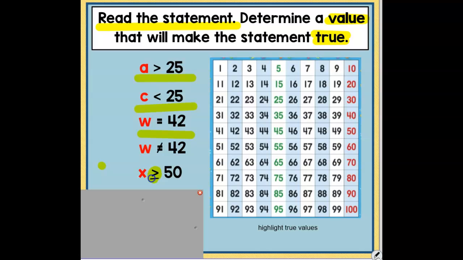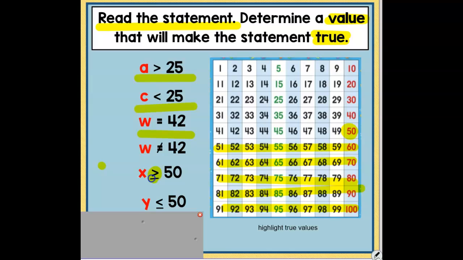So I'm going to think about 50. Would that count? Would 50 be greater than or equal to 50? Yes, it would be equal to 50. And then to fulfill the other parts, it also could be any number greater than 50. So it could be 51 all the way up to 100, up to a million, up to a billion, or infinity.